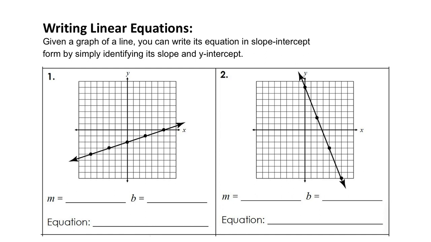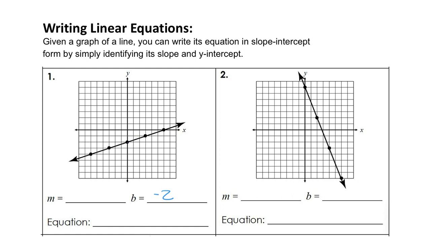So here is from my graph. Now looking at a graph, how can I write the equation? Well, let's look at number 1, for example. So number 1, I know b. Where does it cross the y line? It crosses at -2. Right away, I know b is -2.